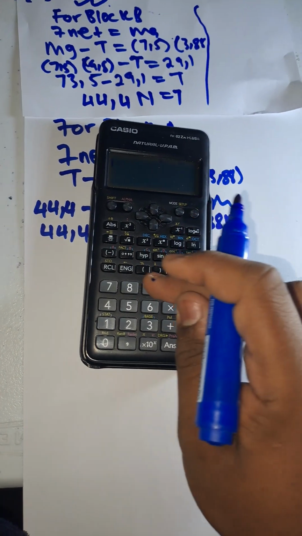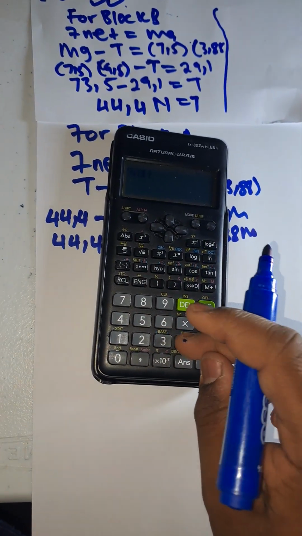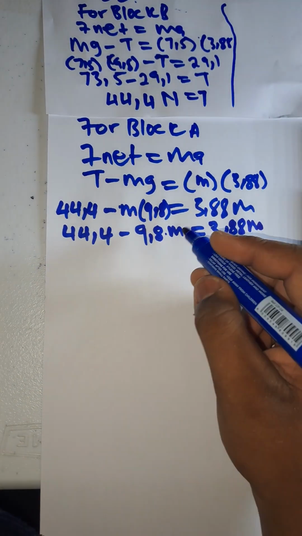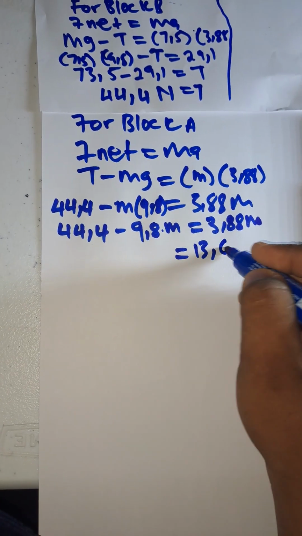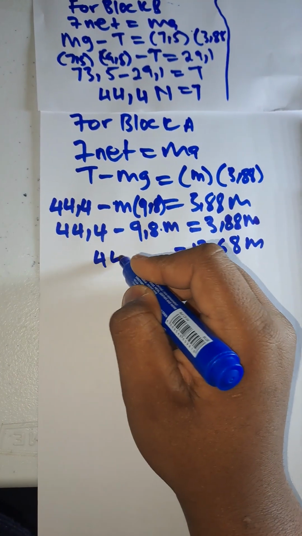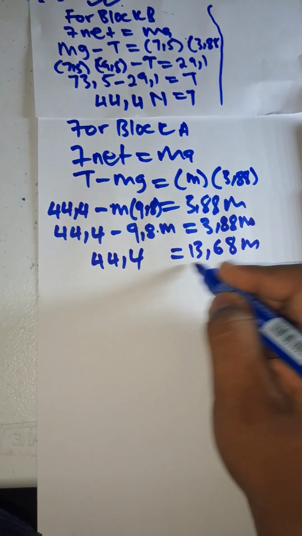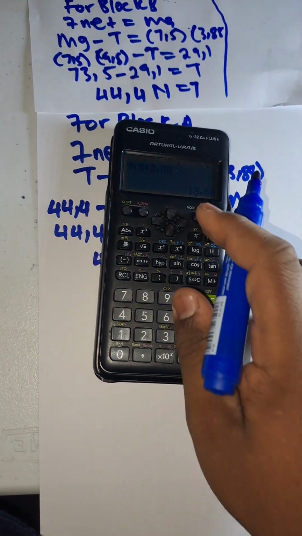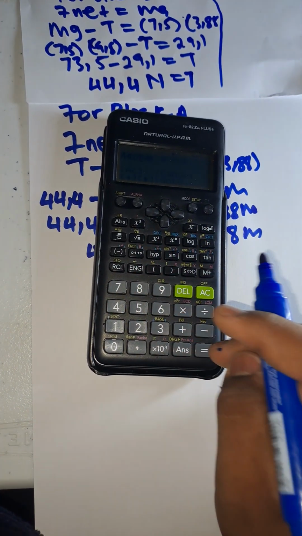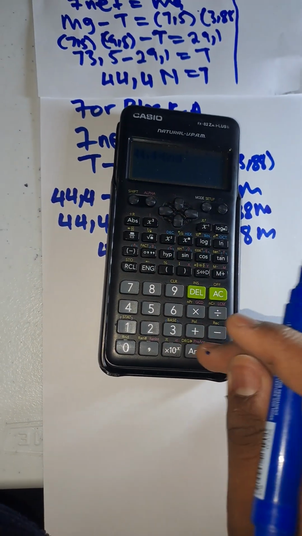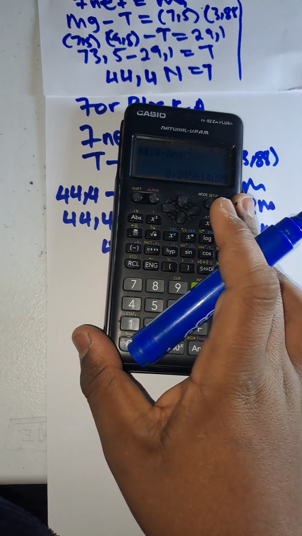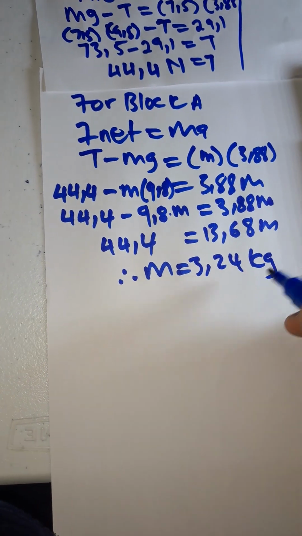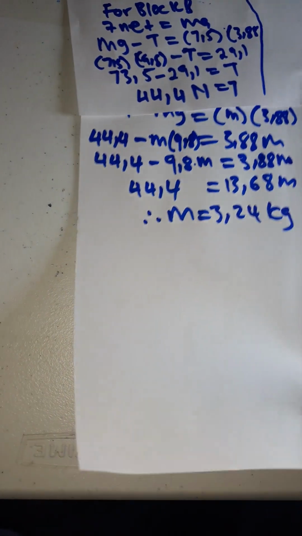Then let's take this 9.8 to the other side. So it's going to be 9.8 plus 3.88. What am I getting? 13.68. So 13.68m is equal to 44.4. Divide both sides by 13.68. Therefore, my mass is equal to 44.4 divided by 13.68, which is 3.24 kg. See, I got my mass.